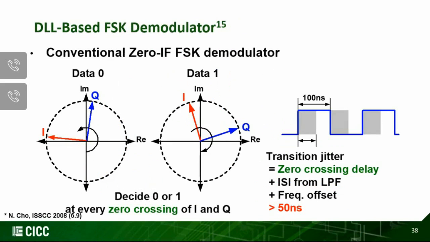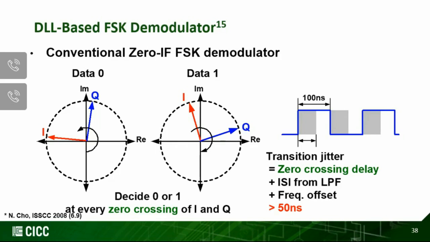To reduce the power consumption, we can use 0IF FSK demodulators because you can directly recover the baseband. It reduces hardware cost. Now this slide shows the conventional demodulator and its limitations. As shown in this phasor diagram, the received data is discriminated by the rotating direction of the I and Q signals. If it is rotating counterclockwise, it means data 0. If it is rotating clockwise, it means data 1.